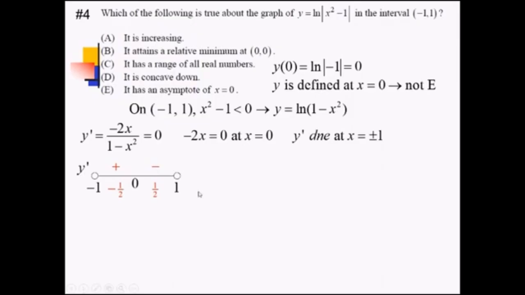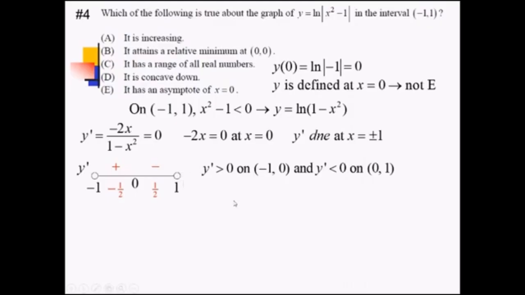So I see here, and I'm going to write something that wraps up several answer choices now. I've got a y prime that is positive from negative 1 to 0, and then y prime is negative from 0 to 1. What this means is that y is increasing until we get to 0 and then decreasing after that, at least until we reach those border values there.